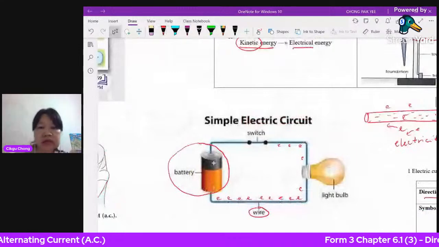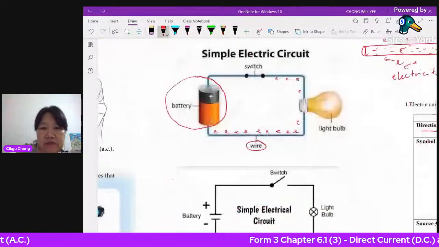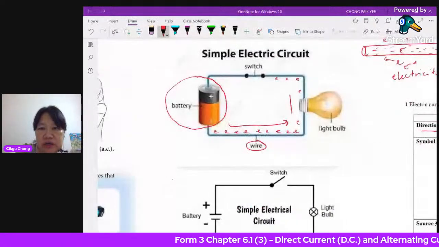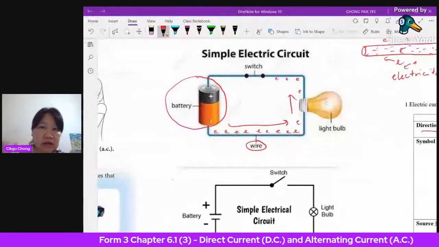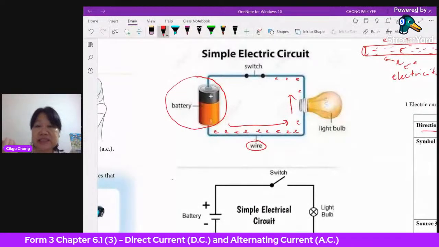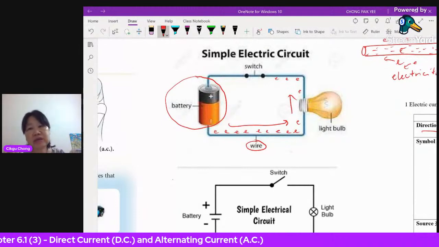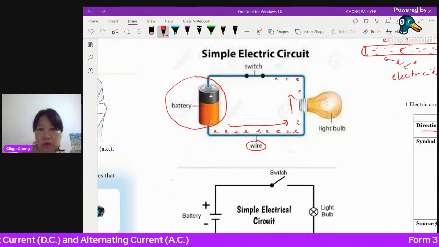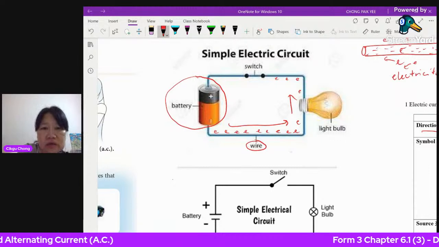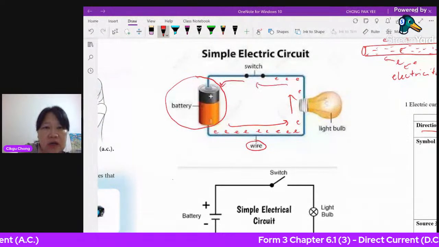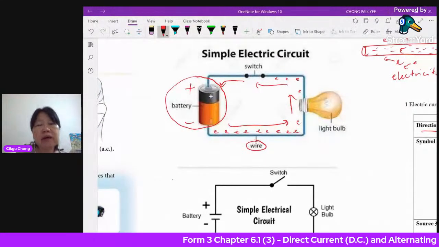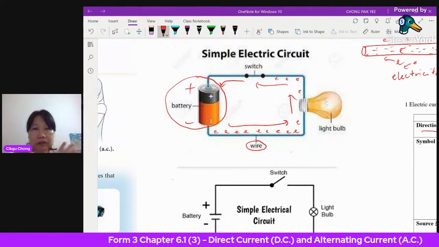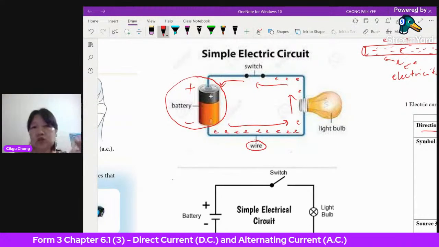That's the most important thing. The electrons move from the negative here, go past the bulb, and heat up the tungsten wire, which becomes hot and glows. Then they come back to the positive terminal of the battery. We're talking about electrons now. Okay, now we go on to alternating current. Why do we have another type?